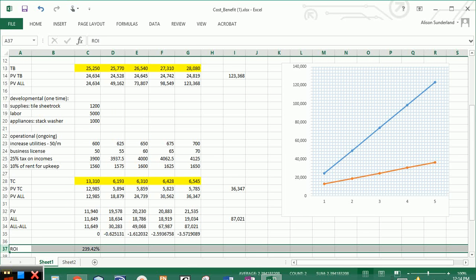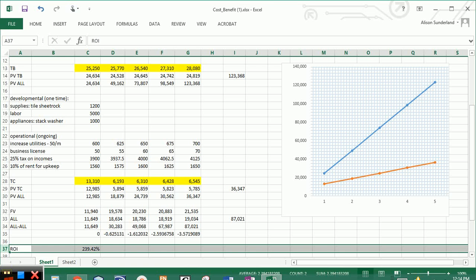Another very important number on this spreadsheet is down at the bottom under the row that says ROI. That stands for return on investment. This means how much money do I have to spend in order to make money. If I have to spend $1,000 to make $10, that's not a very good return. But if I can spend $10 and make $1,000, that would be an excellent return.